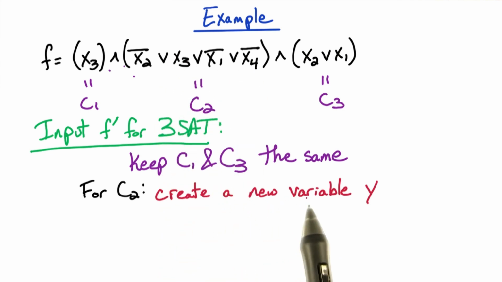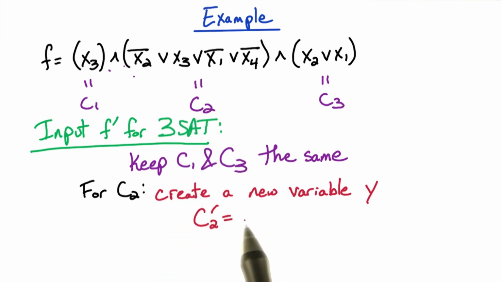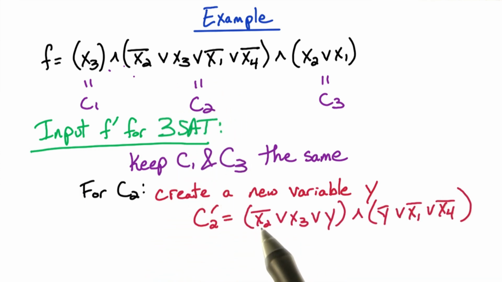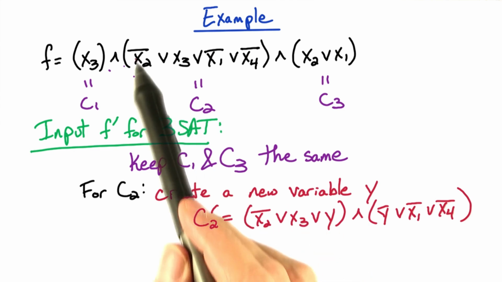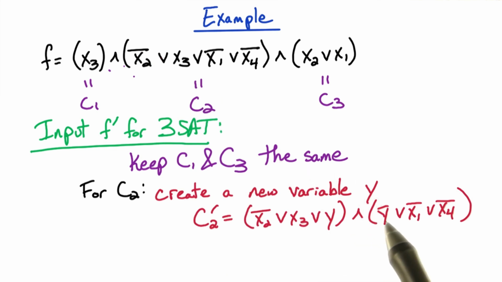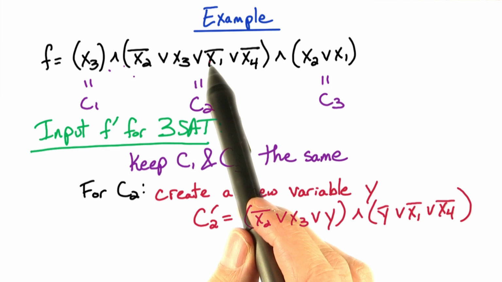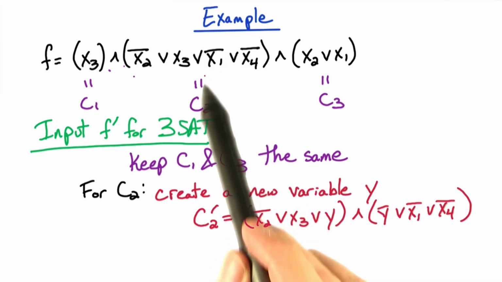Well, we're going to create a new variable y. And we're going to replace this second clause by the following pair of clauses. So it's x2 bar or x3 or y. These are the first 2 literals in C2. And the second clause is y bar or x1 bar or x4 bar. These are the last 2 literals in the clause C2.